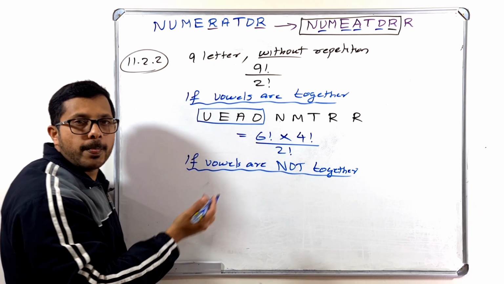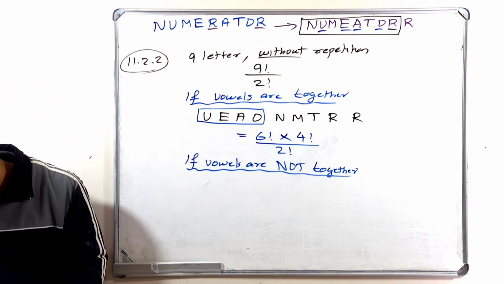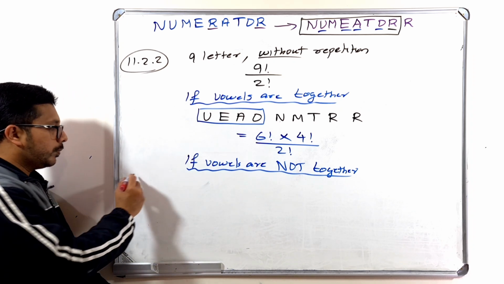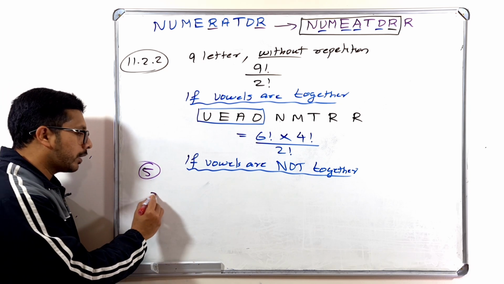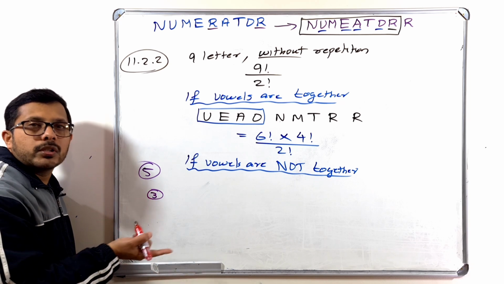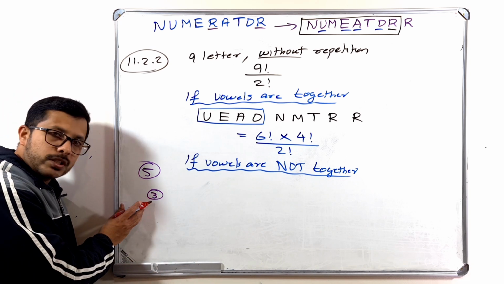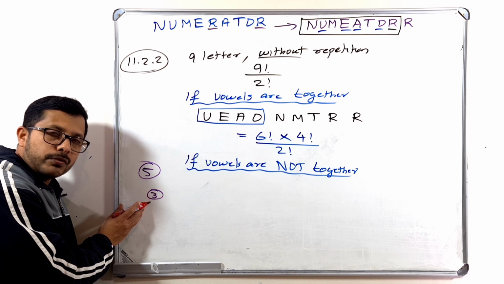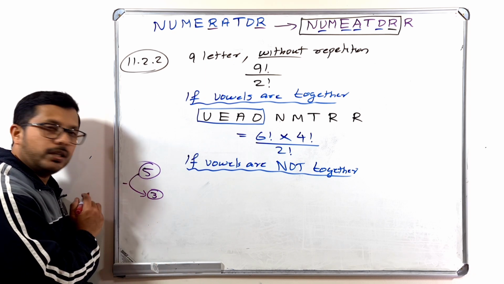From the total, listen guys, assume that the total is 5. Assume that the total is 5. Okay, if vowels are together, there are 3 possibilities. So if vowels are not together, how can you find how many possibilities? Total 5, vowels are together 3. So vowels are not together, how can you find? This 5 minus 3. Am I right?